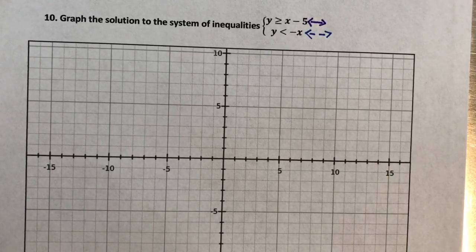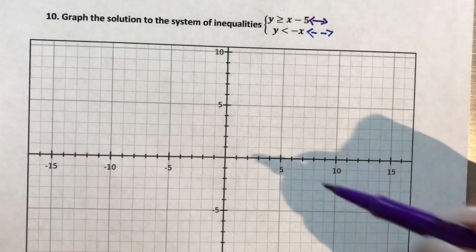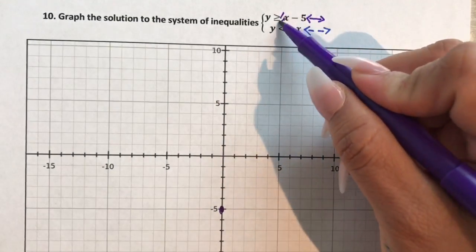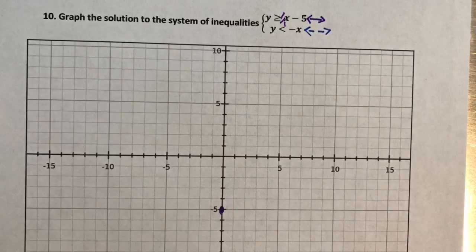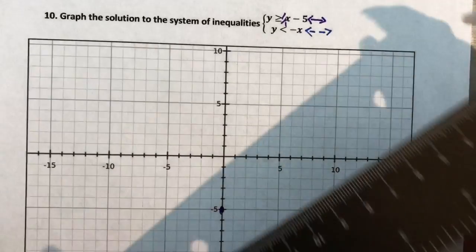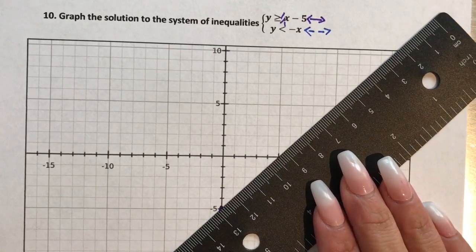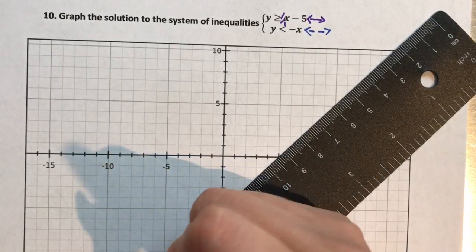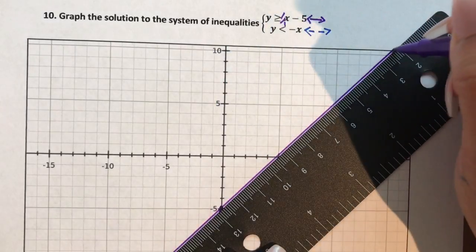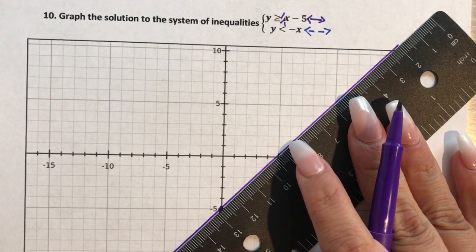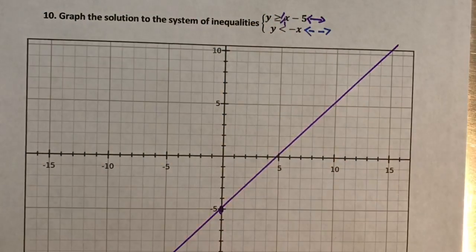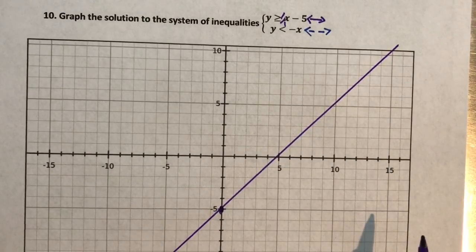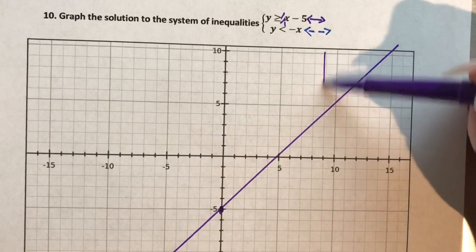What I know about the first equation is that my y-intercept is at 0, 0, and my slope is 1 over 1. And it's a positive slope. So let's just go from there. You know it's going to be solid. And because the inequality says everything is greater than or equal to, we're going to shade everything to the left.